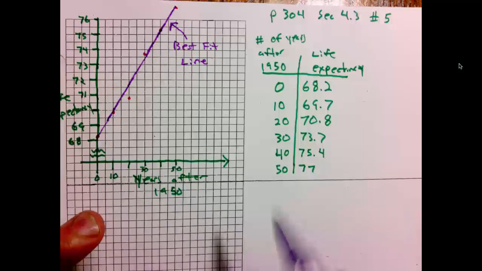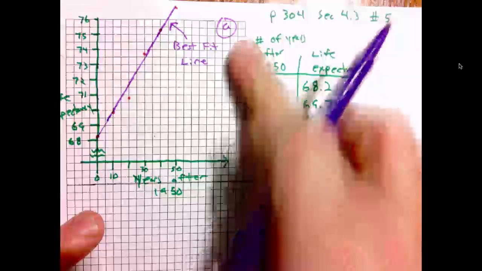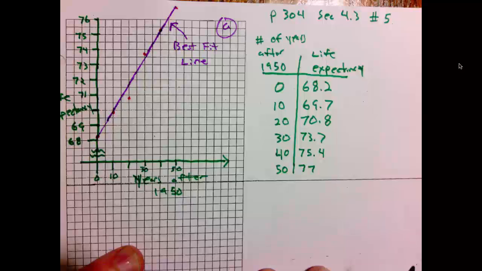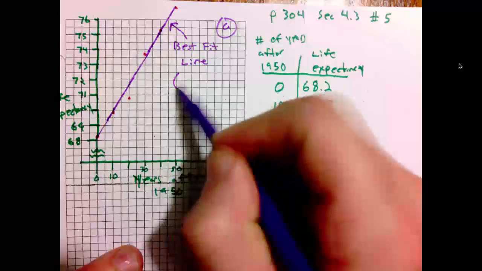So that is part A. A, find the best fit line. B, find an equation for your regression line. Best fit line, also called the regression line.